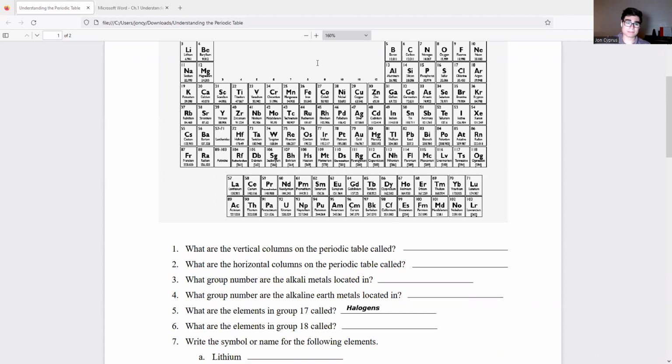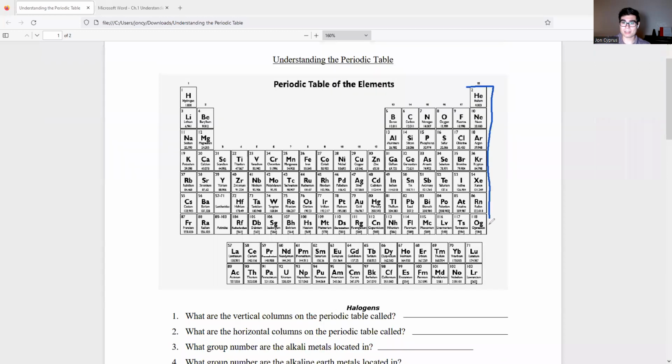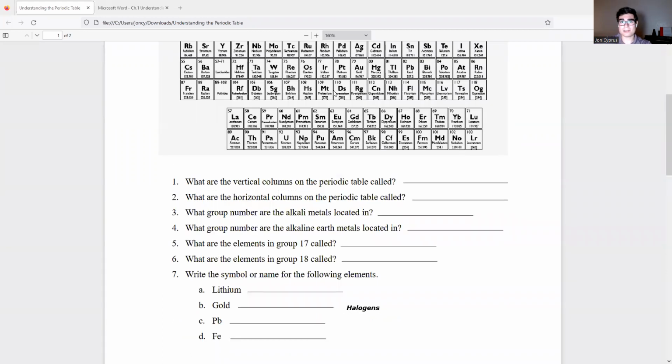So 6 says, what are the elements in group 18 called? The elements in group 18, the very last row, or sorry, my bad, column over here, these are called the noble gases. The noble gases have some special properties, right? Because they have 8 valence electrons, which we'll get into later, they have a full octet, which means they don't really react with stuff. So you'll never really see any reactions with noble gases.